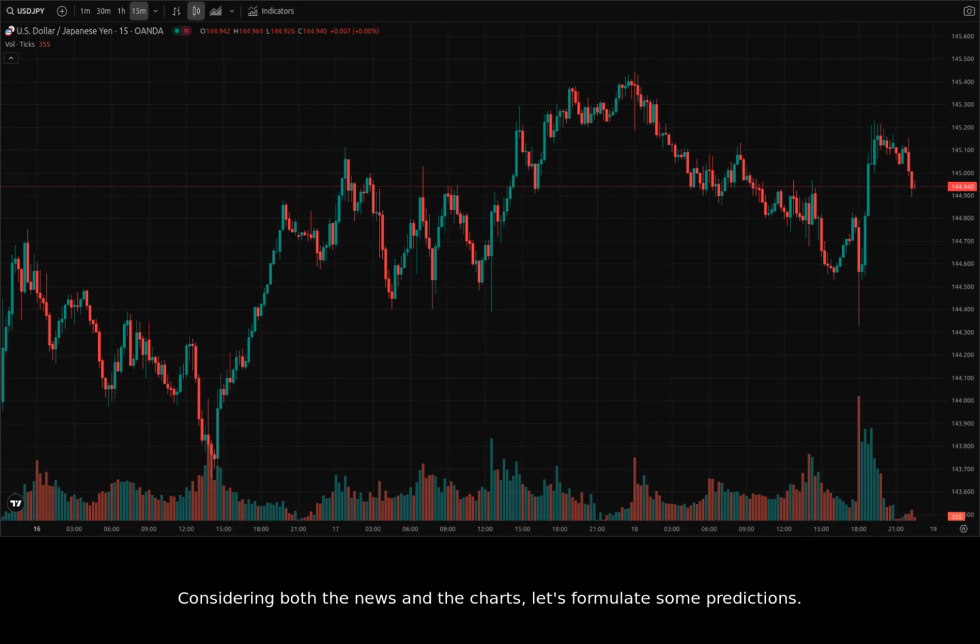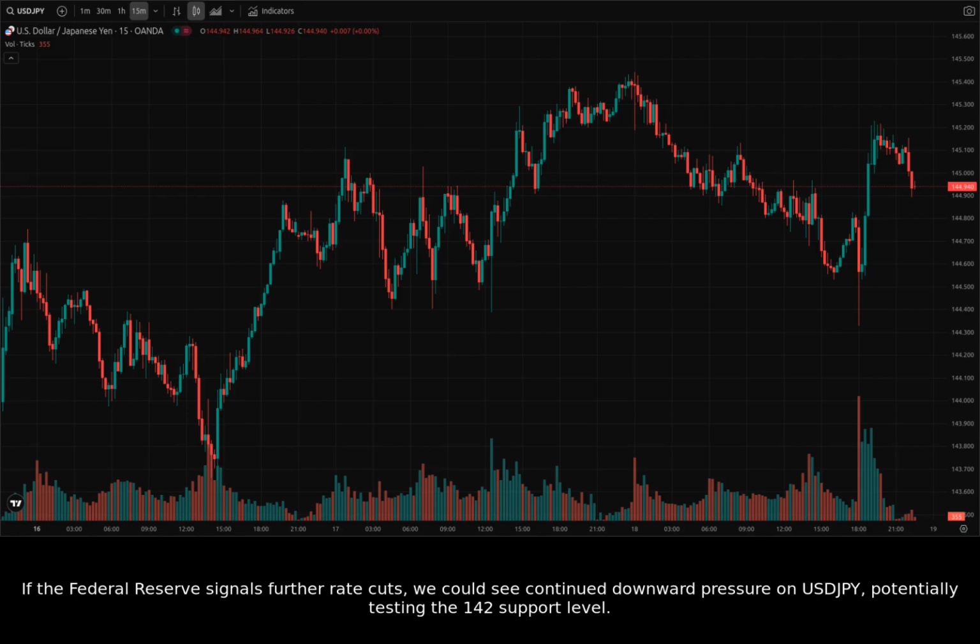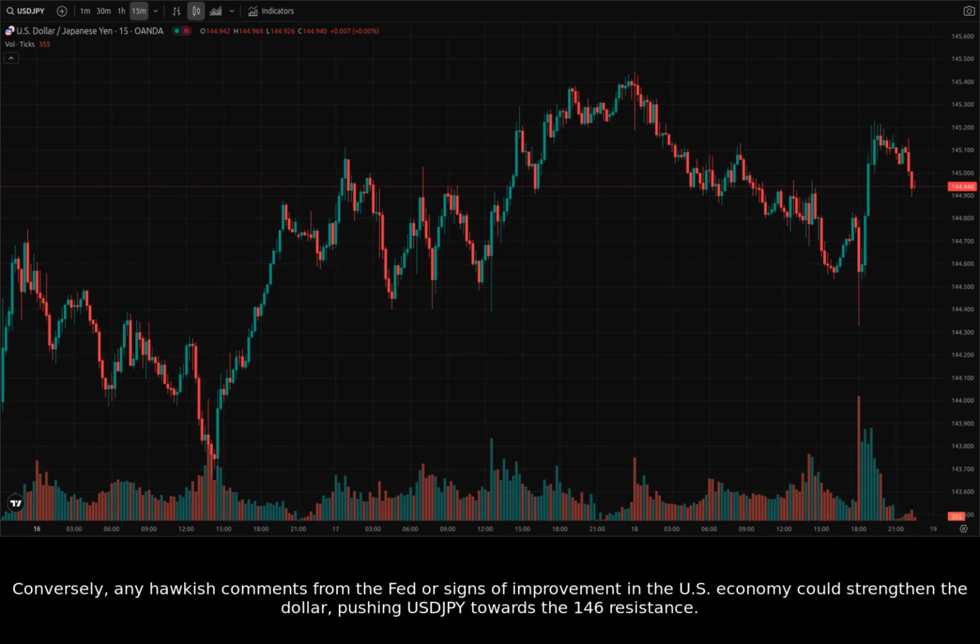Considering both the news and the charts, let's formulate some predictions. If the Federal Reserve signals further rate cuts, we could see continued downward pressure on USDJPY, potentially testing the 142 support level. Conversely, any hawkish comments from the Fed or signs of improvement in the U.S. economy could strengthen the dollar, pushing USDJPY towards the 146 resistance.